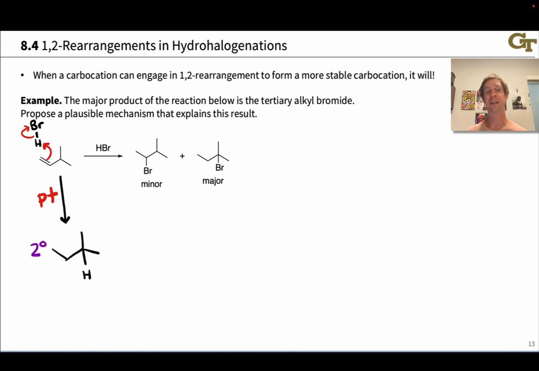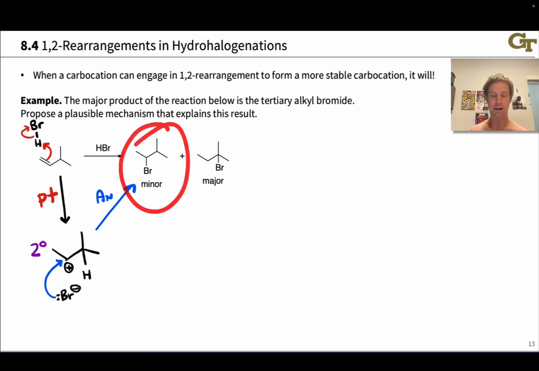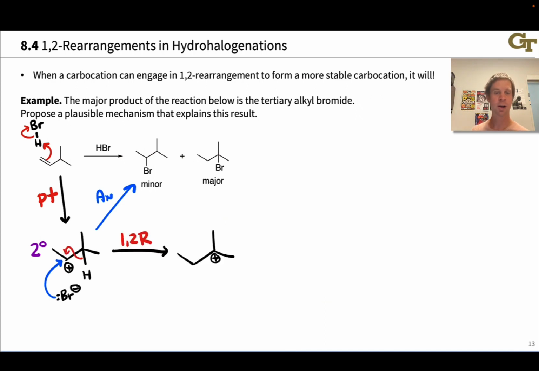We're going to protonate to put the H on the less substituted carbon, leaving the carbocation at the more substituted position. And if this secondary carbocation were to be attacked by bromide, that would lead to this secondary alkyl bromide, but this is the minor product. A much faster process than this bimolecular reaction between bromide and the carbocation is an intramolecular, unimolecular 1,2 rearrangement that converts the secondary carbocation into a tertiary carbocation, which is more stable than that starting secondary carbocation, of course.